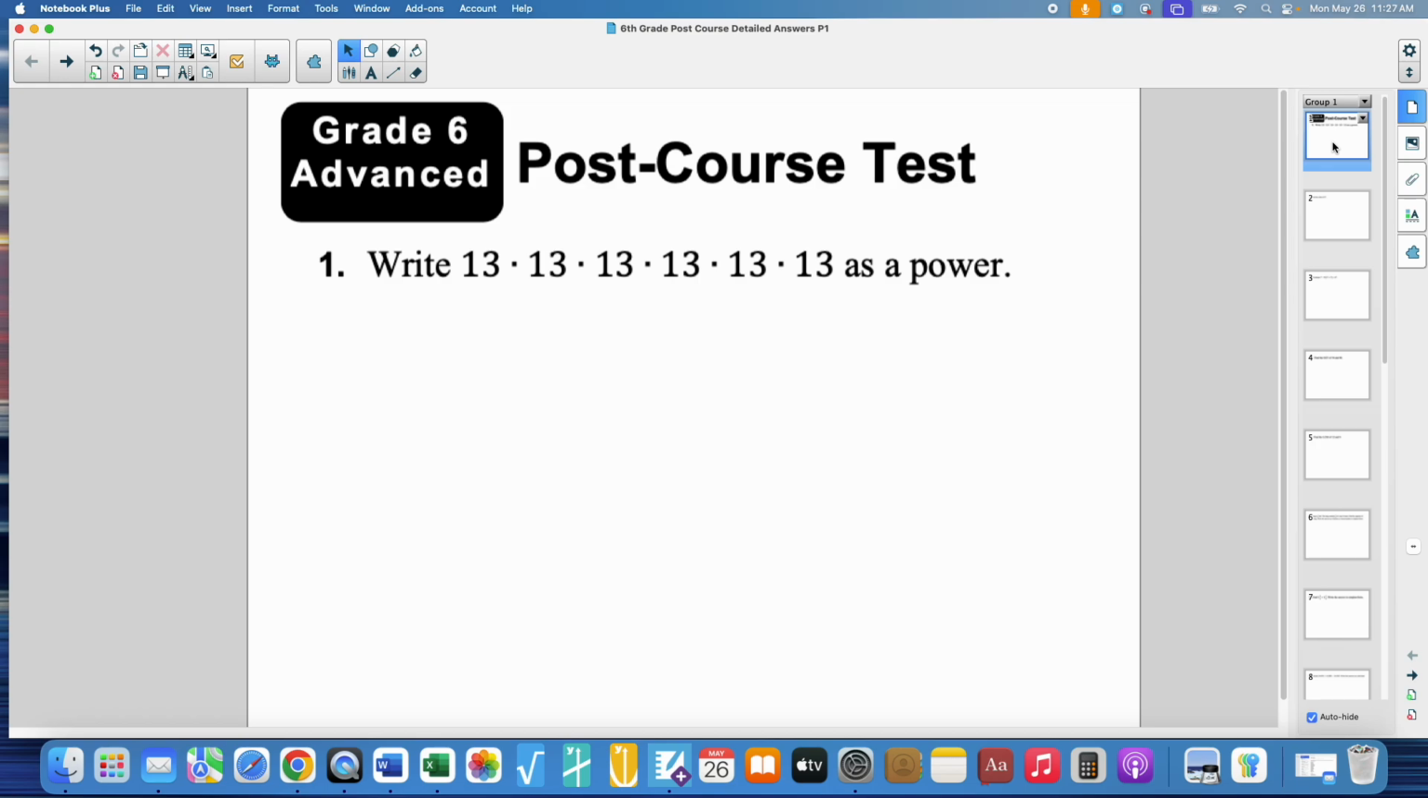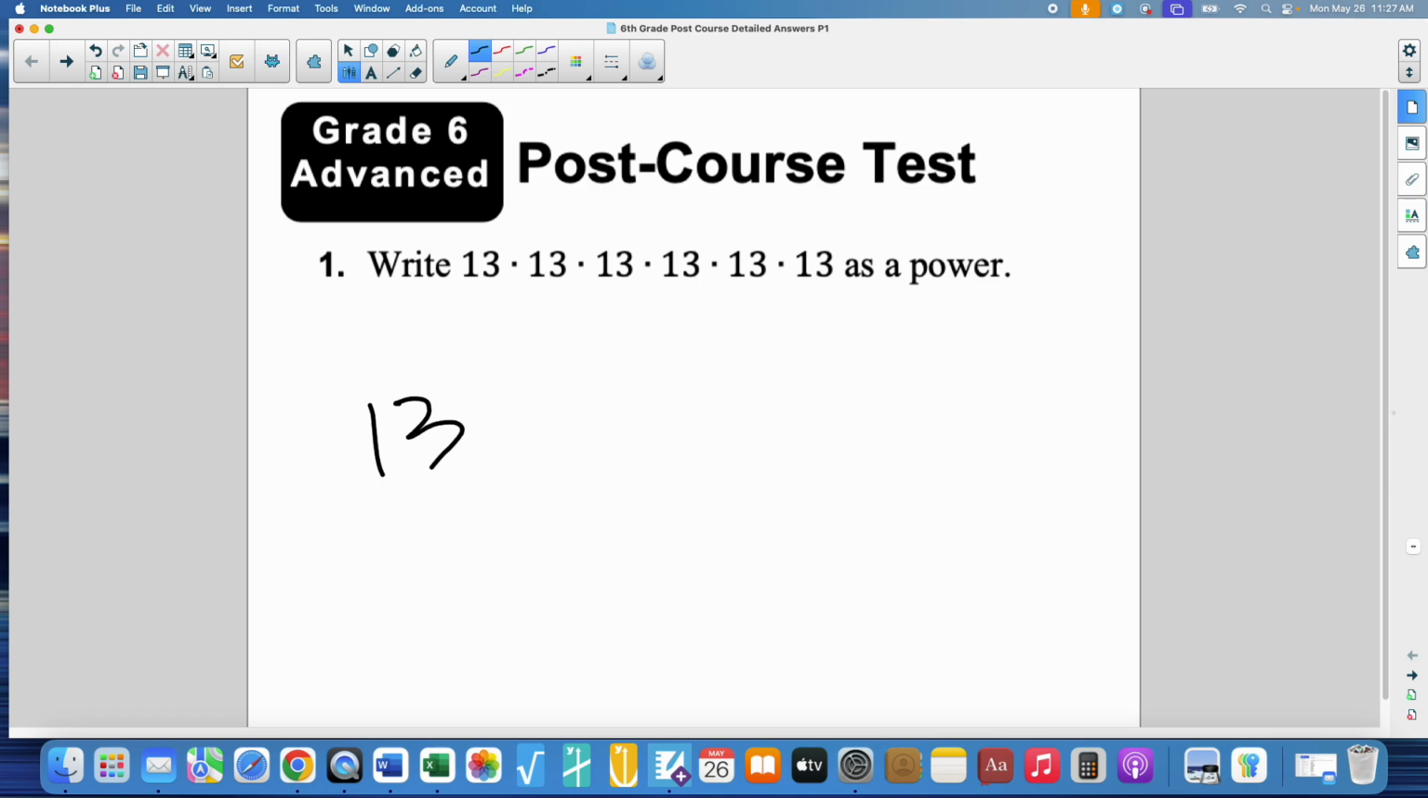Question 1 says write 13 times 13 times 13 times 13 times 13 times 13 as a power. When we write it in exponential form, which is really the better term, we take the number that is being multiplied repeatedly. We call that the base. So this is the base, and it's being multiplied 1, 2, 3, 4, 5, 6 times. So 6 would be the exponent. This is a very basic form, and most students get this question correctly.